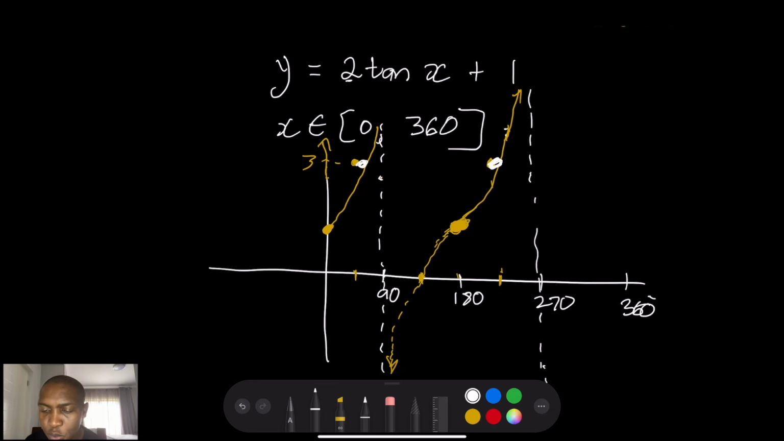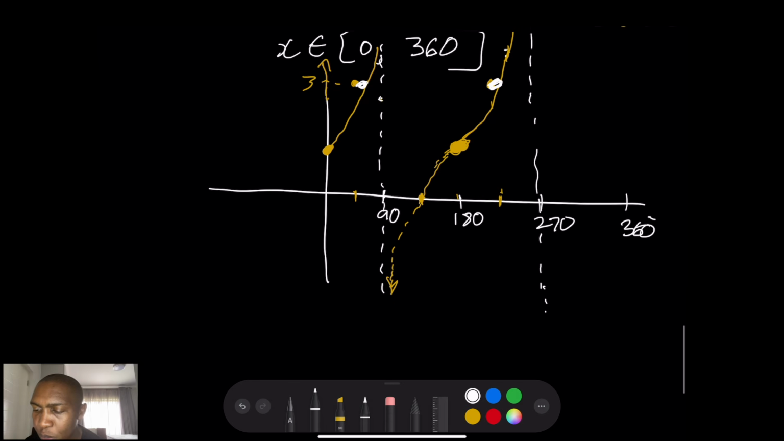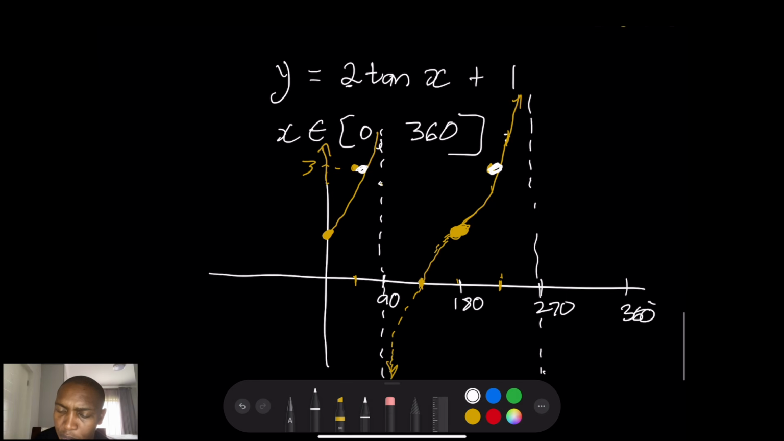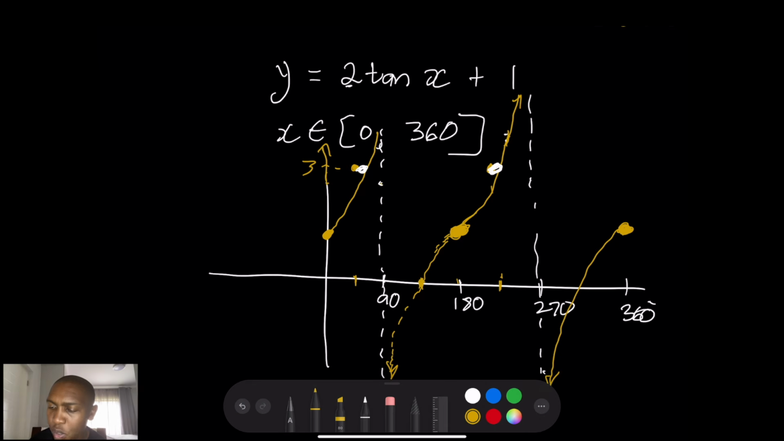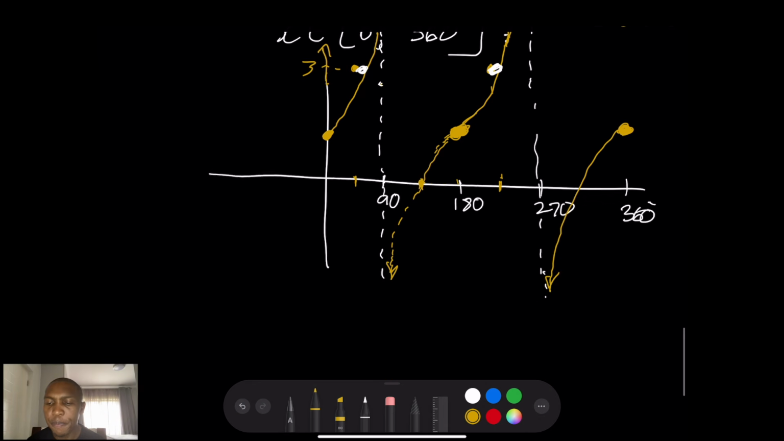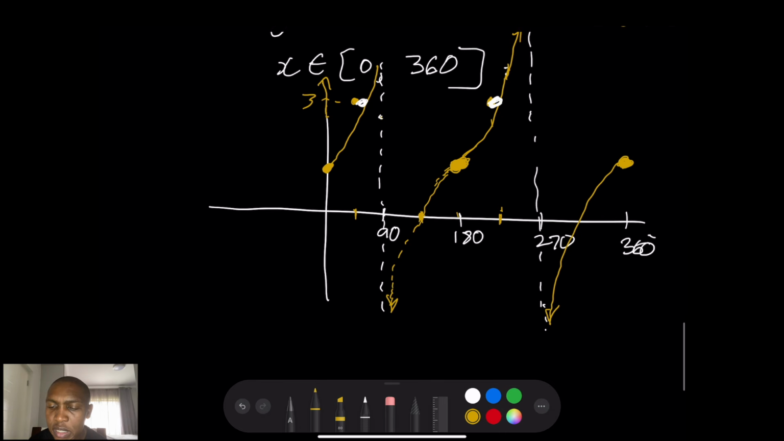Of course, because I'm drawing an inaccurate graph and not drawn to scale, my values would tend to deviate just a bit. So in this case, at 360, I know that I'd have a 0, but this time around it's 0 plus 1, so I would have that there. And once again, my graph would cross to that extent.